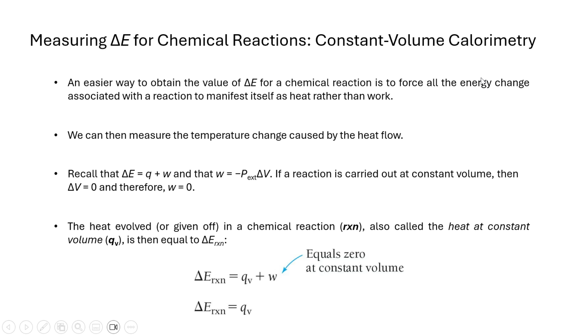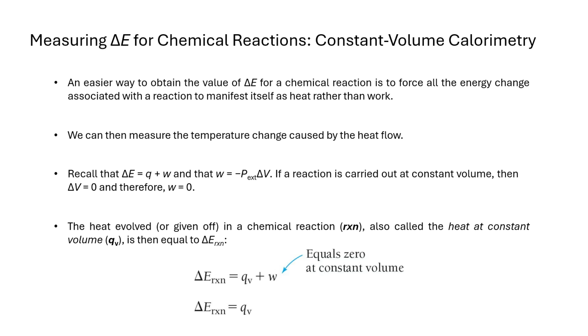So it would be a lot better, like it says in this point, an easier way to obtain the value of delta E for a chemical reaction is to force all of the energy change associated with a reaction to manifest itself as heat rather than work. So basically we're just trying to get delta E to equal Q and not W. Well, how's the only way that's going to happen? I mean, we can't just ignore work.